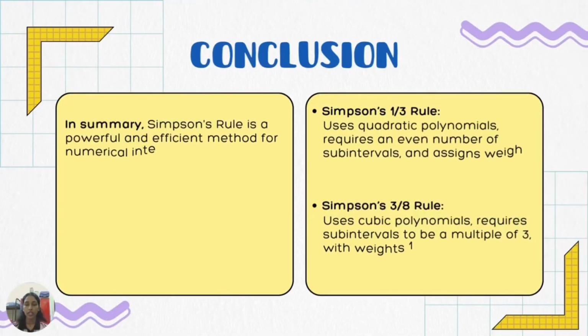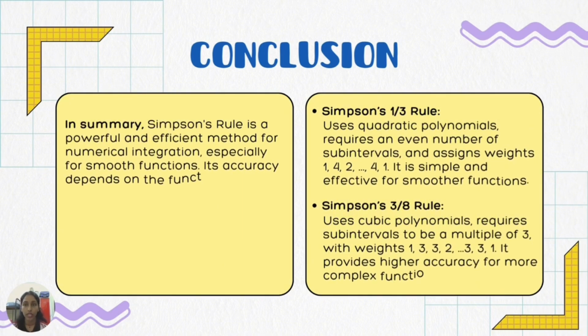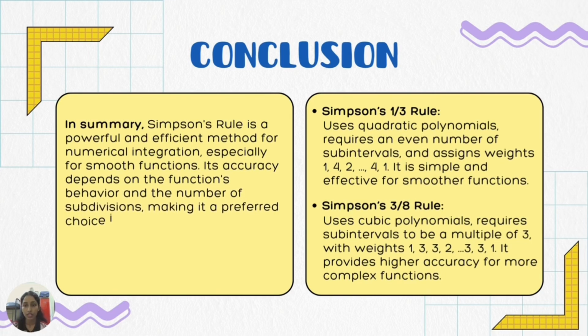To conclude, Simpson's rule is a highly effective method for numerical integration, particularly for smooth functions where analytical integration is challenging or impossible. Its efficiency lies in using polynomial approximations, making it a valuable tool in science and engineering. We have explored two key variations: Simpson's one-third rule, which uses quadratic polynomials, requires an even number of subintervals and assigns weights in the pattern 1, 4, 2, alternating until 4, ending with 1. This method is straightforward and works well for smooth functions.